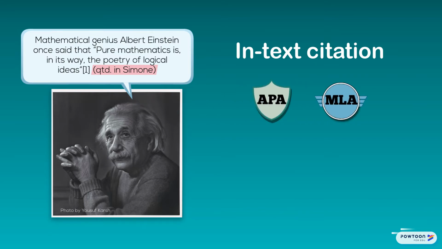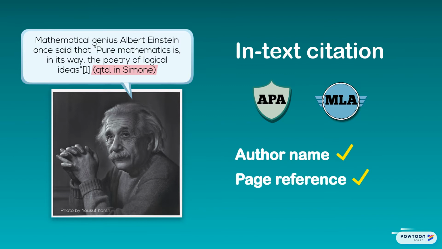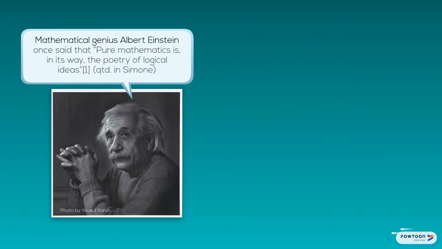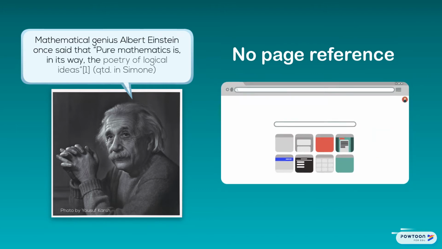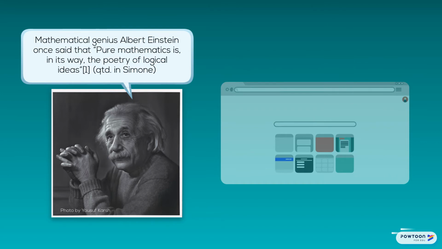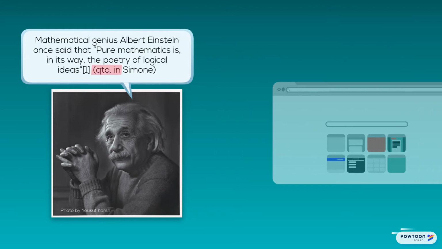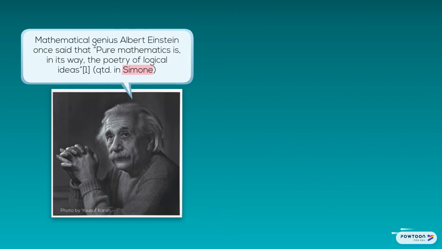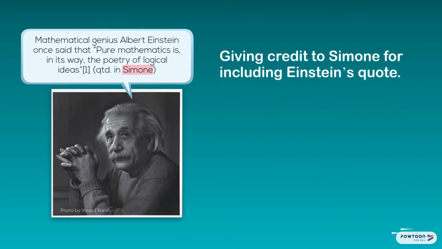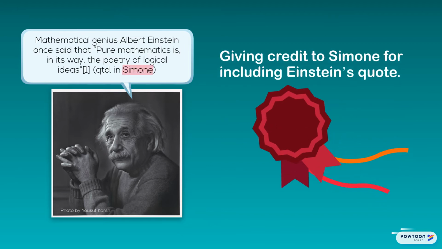APA and MLA will want to know the author name and a page reference, if there is one. In this case, there is no page reference. The information was found online. The author name of the article is enough in this case. The quote is also provided indirectly, hence the QTD in before the author name. This is because Simone had quoted Albert Einstein, and we are giving credit to Simone for including Einstein's quote.